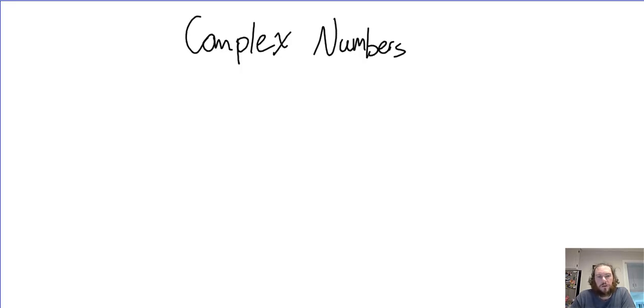What is a complex number? Complex numbers are the combination of real numbers and imaginary numbers. And the imaginary number is denoted with the symbol i. And what i is, it is the square root of -1.